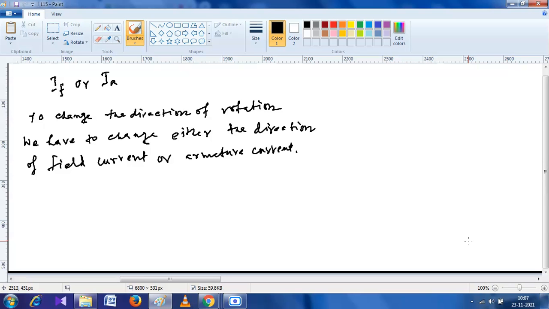If we change the direction of the current of field and armature simultaneously, or say we change both currents, at that time we get the same torque. That means the direction of the motor will not reverse.